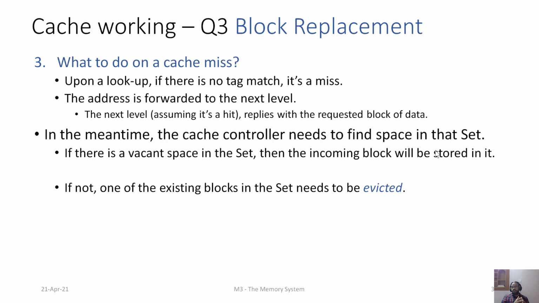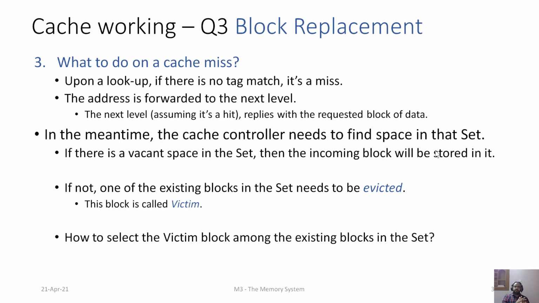But if the set is full, what to do? That's what this question is about. How do we pick the space or the spot for this new incoming block? And what it also means is one of the existing blocks in the set needs to be removed, or in technical term it's called evicted, and the block itself is called a victim block. So the cache controller needs to find a victim block and send it to the next level of cache that we are going to see as part of the next question also. And the important question now we are going to look at is how does the cache controller select a victim block?